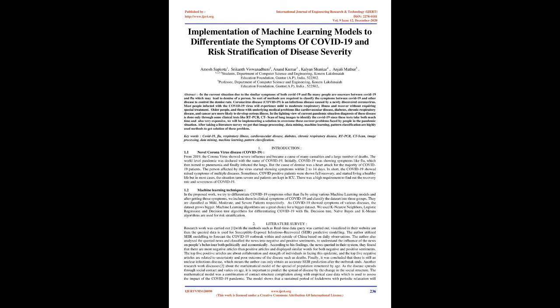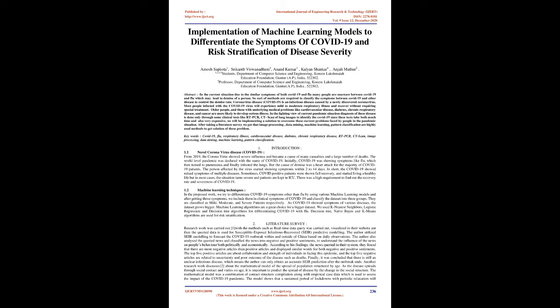In the light of the current pandemic situation, diagnosis of these diseases is done only through some clinical tests like RT-PCR and CT scan of lung images to identify COVID-19. Since these tests take much time and are also very expensive, we will be implementing a solution to overcome these current problems faced by people in the pandemic situation. After taking a literature survey, we found that image processing, data mining, machine learning, and pattern classification are highly used methods to get a solution to these problems.